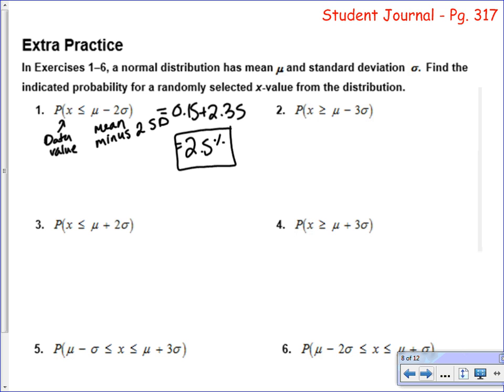It's kind of confusing because of the Greek letters, right? But you really just need to think about it like you're going back to that picture that we drew in the notes, and you're just going to find that boundary. So let's look at number 2. Now we want a data value that's greater than or equal to the mean minus 3 standard deviations.